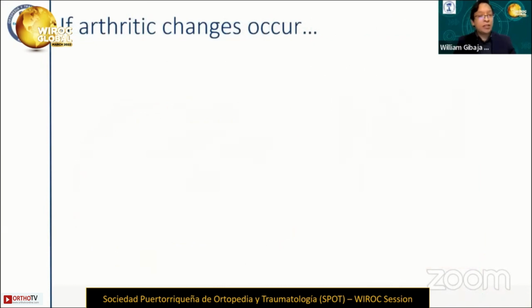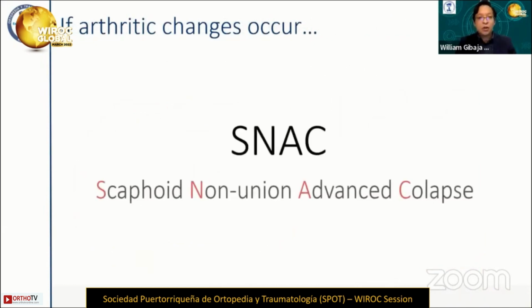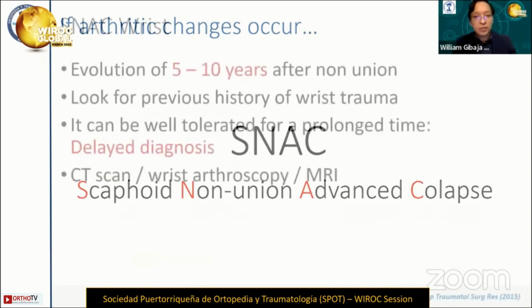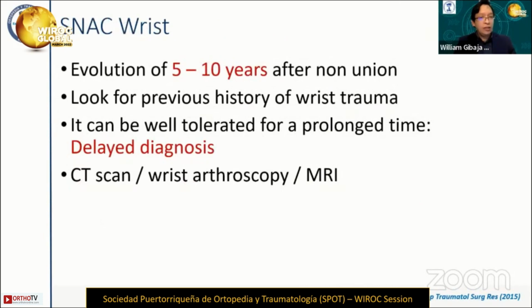But if arthritic changes occur, and that's the reason for this lecture, we're going for SNAC. SNAC stands for Scaphoid Non-union Advanced Collapse. Usually, this is the term for the evolution 5 to 10 years after a non-union has occurred. The problem with some scaphoid fractures and non-unions is that they can be asymptomatic or cause just minor symptoms to the patient, so we need to look for previous history of wrist trauma. It can be well tolerated for a long, prolonged time.